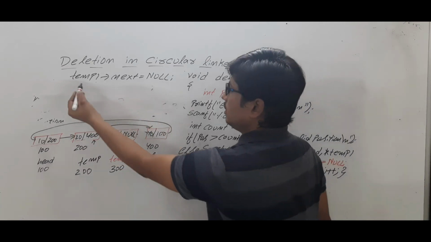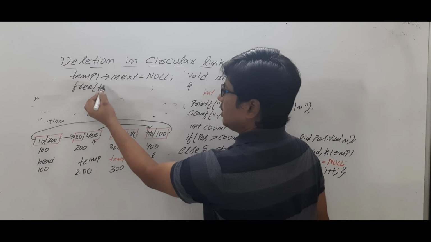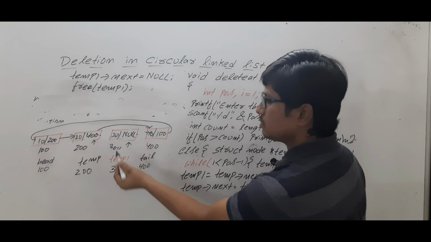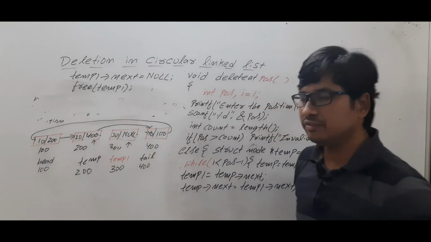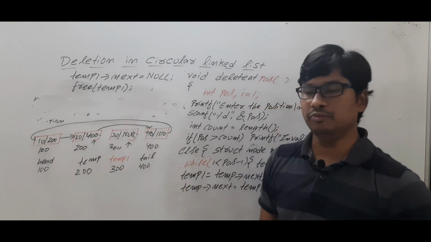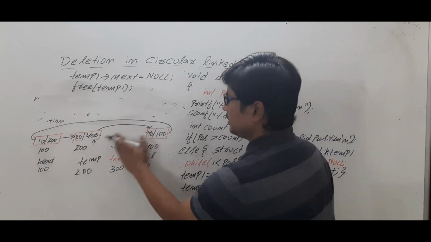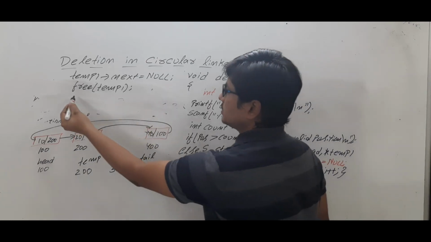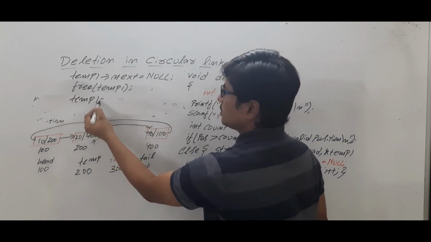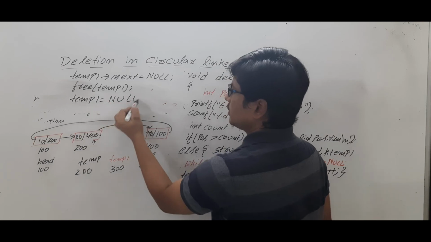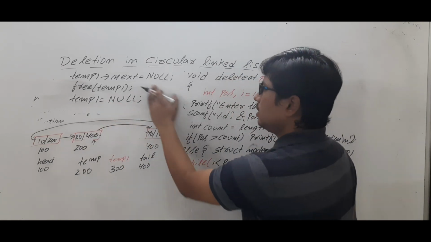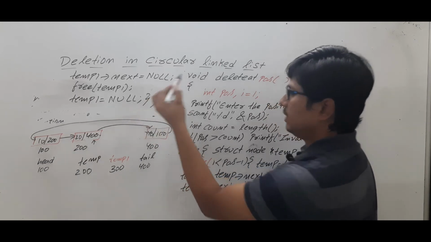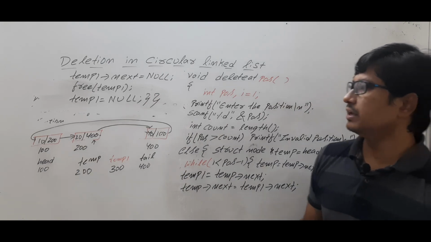Then you can call the free function and give the pointer which is pointing to this node. What is the pointer pointing to this location? temp1. So that's why I have called the free function and passed the parameter temp1. Then this memory will be released and temp1 will become a dangling pointer. So what we can write is temp1 is equal to null. Is it clear? Are you able to understand? Let me close the else. Let me close the function. Okay, so this is the way you can delete the node.